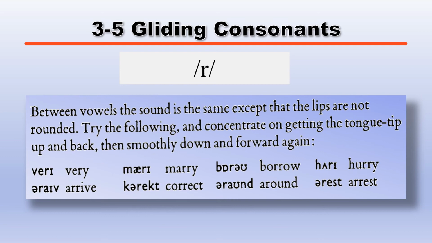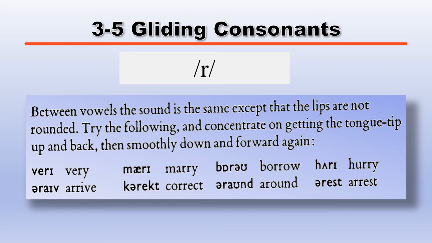Here in this slide, we see the case of non-rounding. For example, very. We don't round our lips here because ra is between two vowels. Between vowels, the sound is the same, except that the lips are not rounded. So it is the same sound, but the lips are different here because they are not rounded. Very.